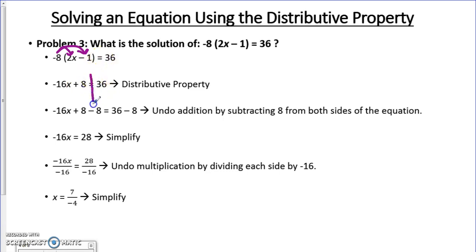Now again, this is a two-step equation. Negative 16x plus 8. We multiply, then add. So we're going to subtract and then divide. First thing we're going to do is subtract 8 from both sides. So negative 16x equals 28. And the last thing we're going to do is divide both sides by negative 16. And we can simplify this fraction. X equals 7 over negative 4. Do not turn it into a decimal. Just leave it like that.